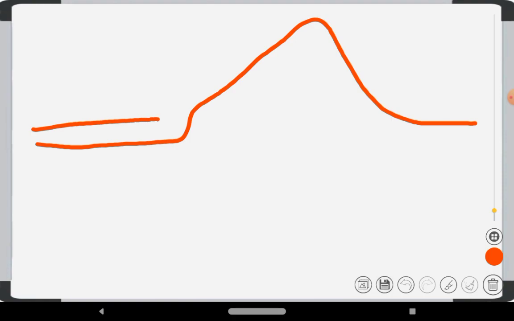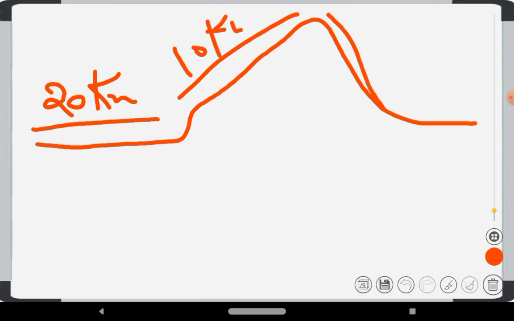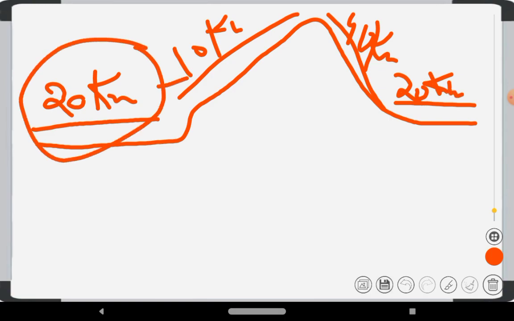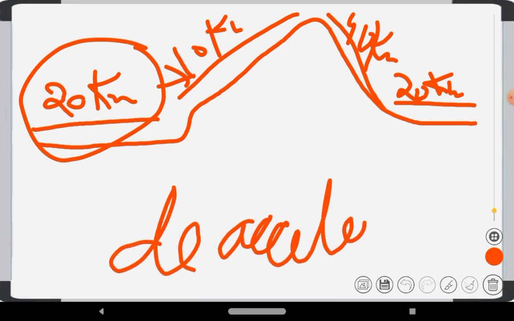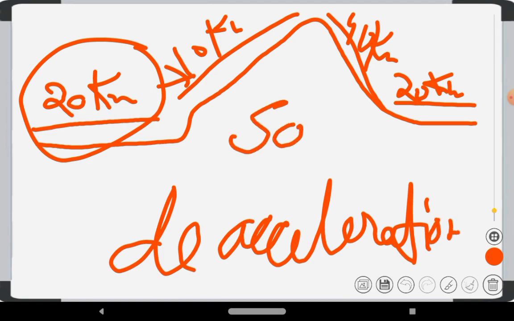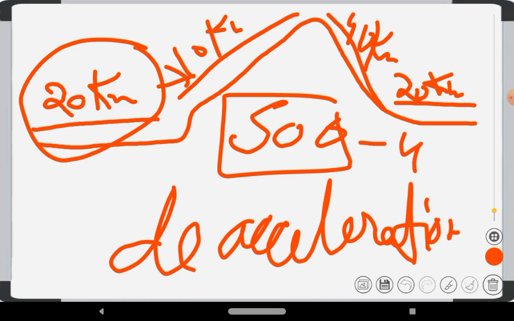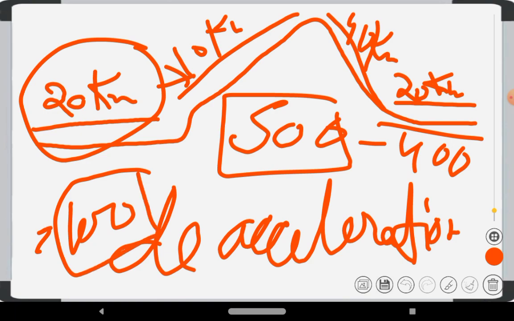So here I am traveling on a bike with a speed of 40 kilometers. Here it is 10 kilometers. Here the speed is 40 kilometers, and there the speed again goes to 20 kilometers. So can you see, from 20 kilometers to 10 kilometers there is a deceleration. It means like if I buy something for 500 and I sell it for 400, so my 100 will be a loss. So minus 100 I will get.